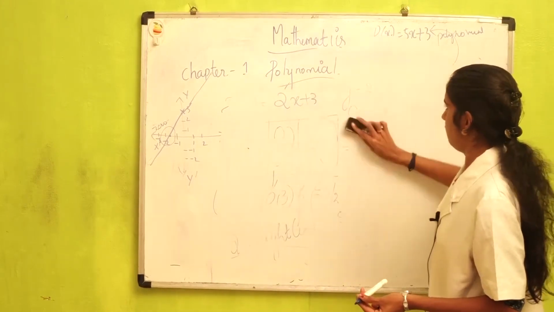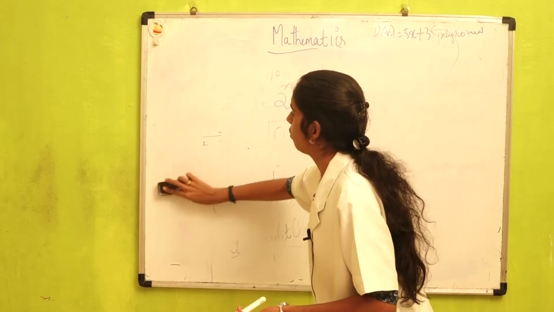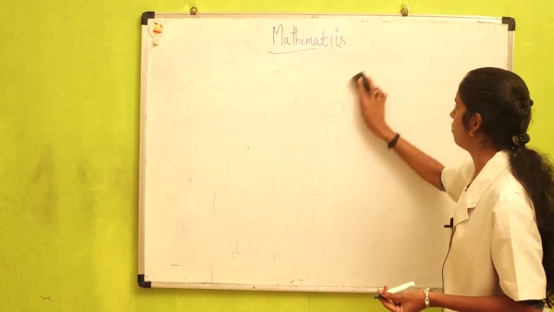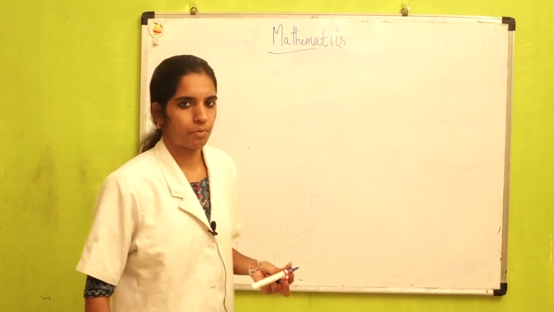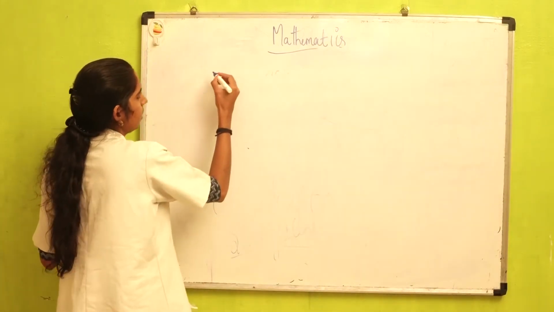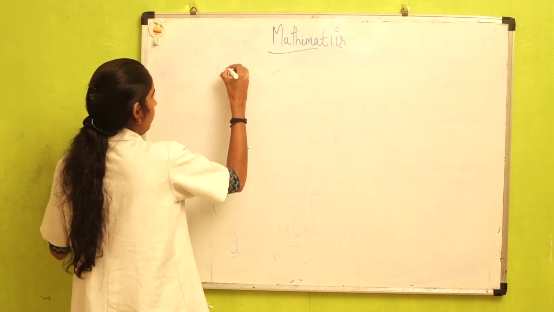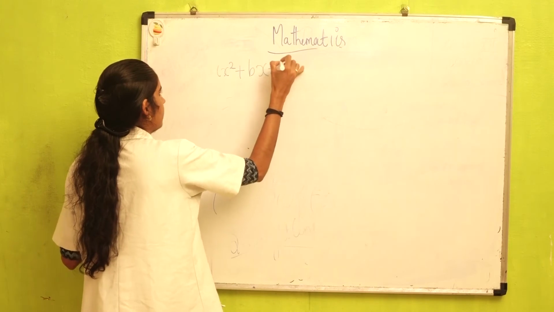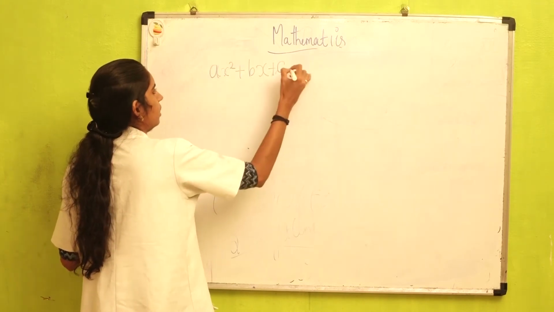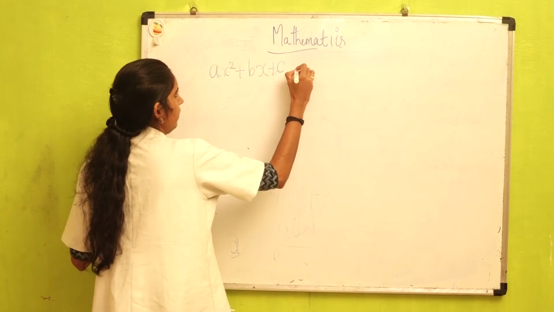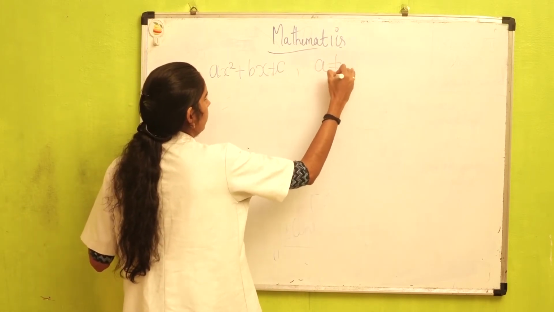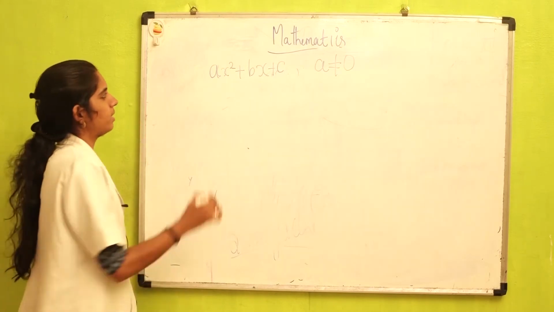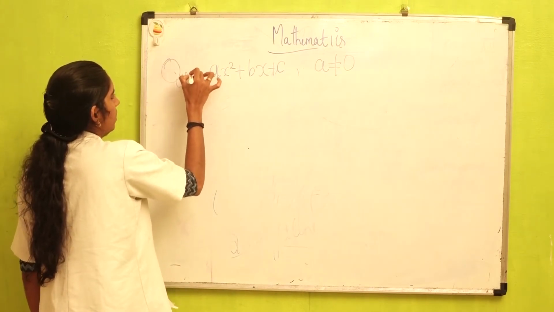And next we move on to the quadratic polynomial. So what is the general form of a quadratic polynomial? We know that its standard form is given by ax square plus bx plus c equal to 0, where a not equal to 0. Okay, this is the standard form of a quadratic polynomial.